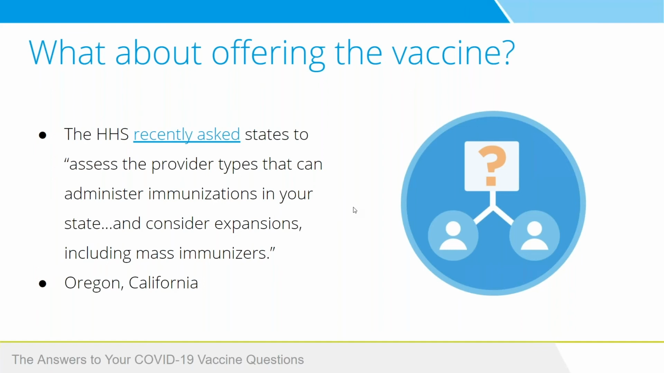I think with yesterday's inauguration, President Biden is rolling out a lot of new money and trying to create systems to get the vaccine out faster. And in order to do that, they are looking for any provider type who might be eligible. In fact, the HHS recently asked states to assess provider types that could administer the immunization and consider expansions, including mass immunizations. I know there's legislation in multiple states trying to open up the ability for practices like dentists to administer the vaccine.